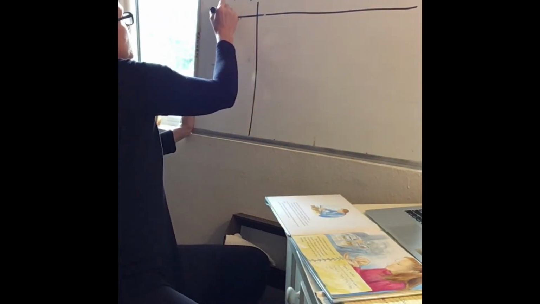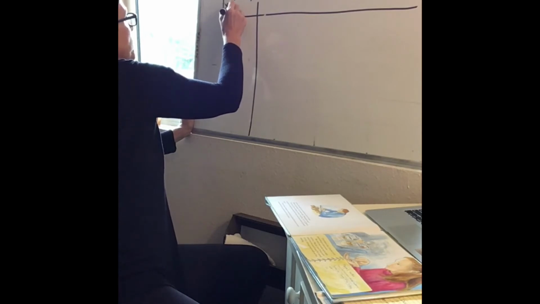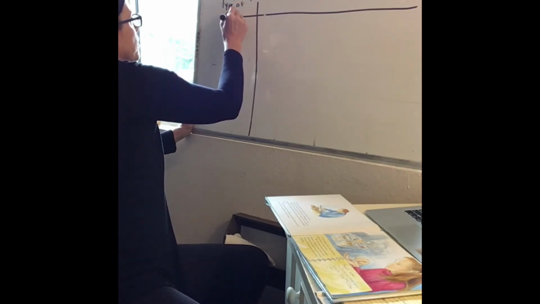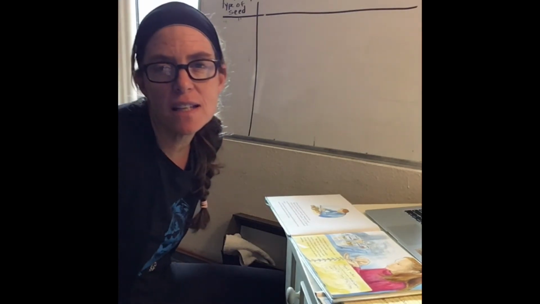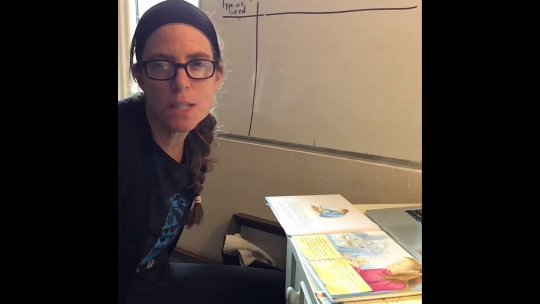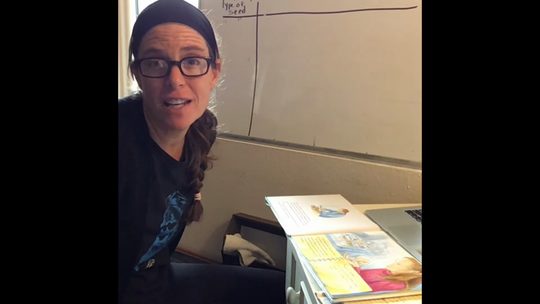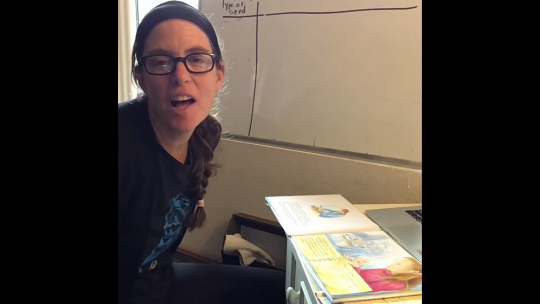Okay, type of seed. If I know that I'm going to need 6 entries, I'm going to divide this space in half and then divide each half into 3. That's just going to help me spread it out.